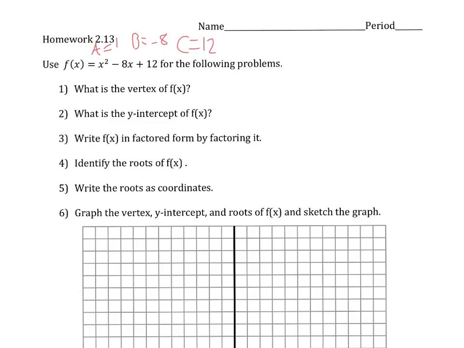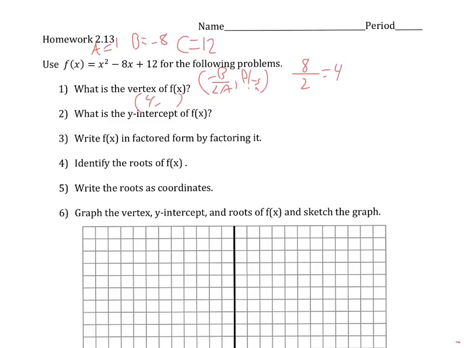The vertex can be found with our formula, negative b over 2a, and then we take the answer to that and evaluate it or plug it in. So let's think about that. Opposite of b would be positive 8 divided by 2 times 1, so that's 2, and that gives us a value of 4. So the vertex is 4, and then we need the y value.